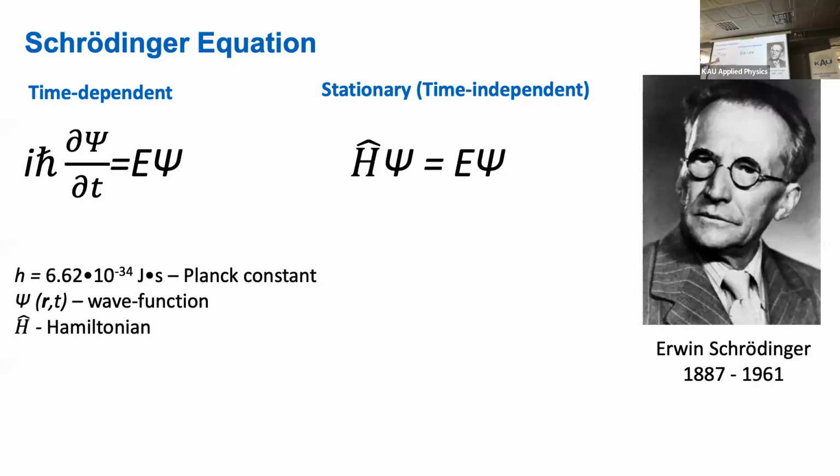So we have two kinds of Schrödinger equation. We have the time-dependent Schrödinger equation, where the psi function, the wave function, depends on time, and we have the time-independent or stationary Schrödinger equation, where we don't have any dependence on time. Psi is a wave function, a function which contains all information about our quantum system, and it depends on the coordinates, vector r, and on time, or it doesn't depend on time if we look at the stationary equation. The Hamiltonian is an operator which contains all the physics of this system, and h is just the Planck constant.